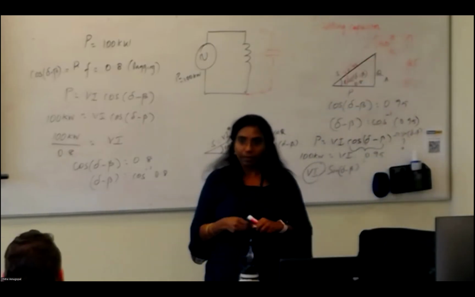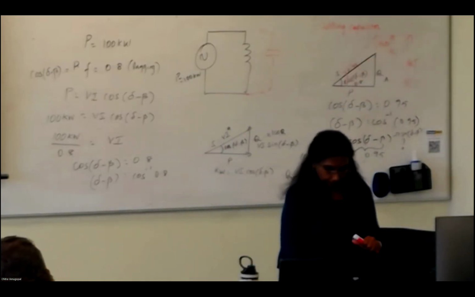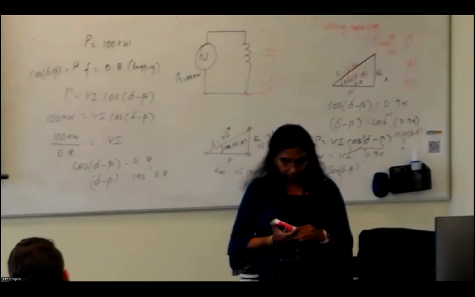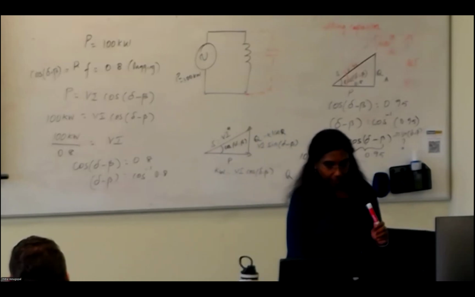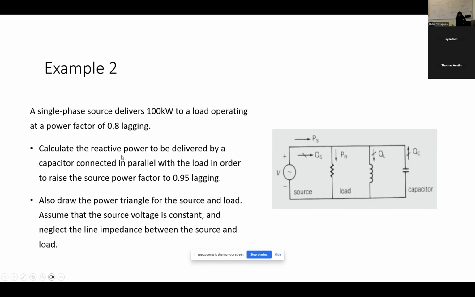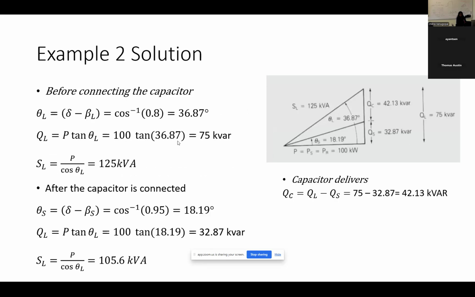Question. Go ahead. Why did we use 0.95 as a new power factor? It is given in the question. First part of the question is how much capacitor connected in parallel to increase the load power factor to 0.95. Yes. So this is what the solution is.